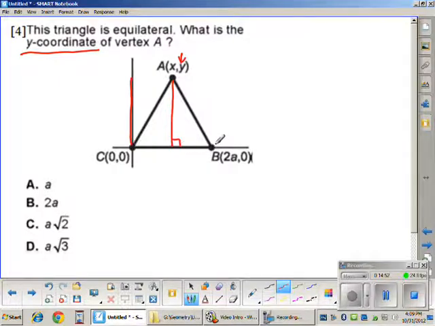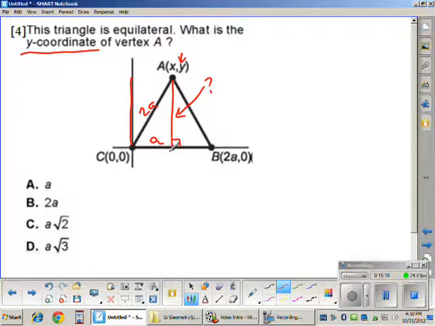So to find this unknown distance, I'm just going to use the Pythagorean theorem. I have one side, and I can square it. I have an unknown side, which I can solve for, and the hypotenuse. So this question mark can be found by solving this equation: a squared plus question mark squared is equal to 2a squared.